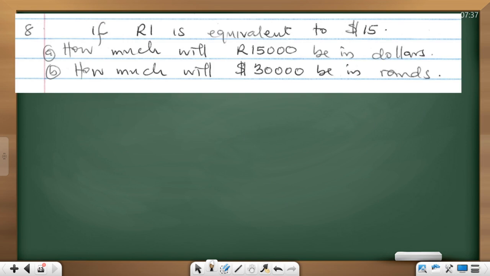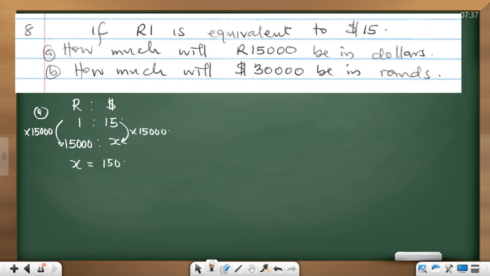If 1 rand is equivalent to 15, remember what we did? We write it as a ratio. 1 rand to $15. How much will 15,000 rand be? So this is A. I'm going to put my 15 here, and I'm looking for the missing value. All right, so we can work out with ratios. From here, you can see that we are multiplying with 15,000. So we need to also multiply with 15,000 here.